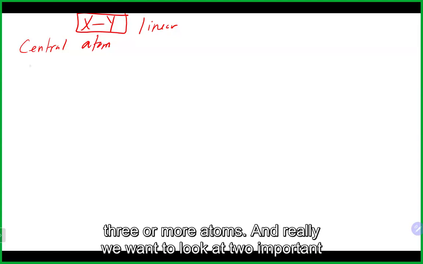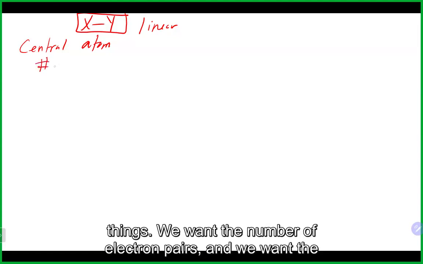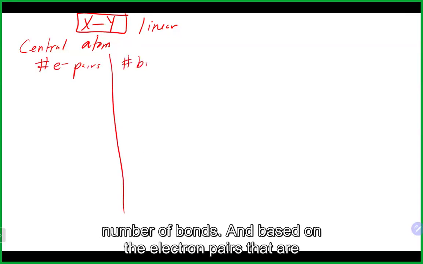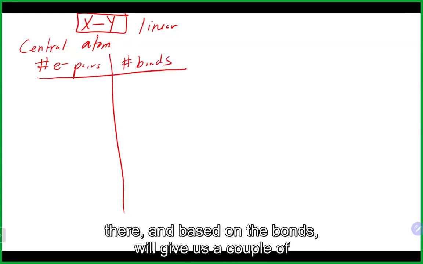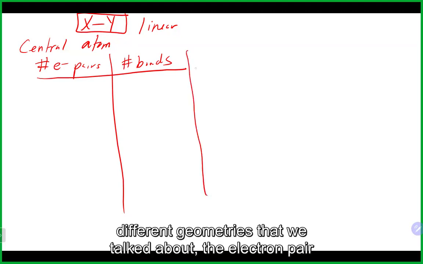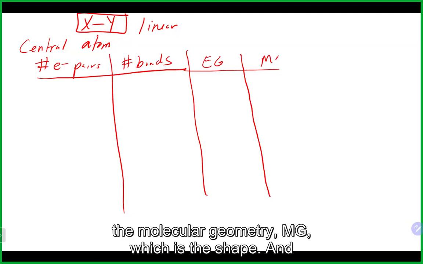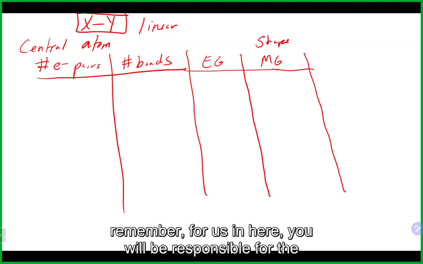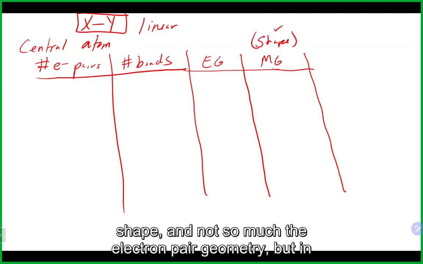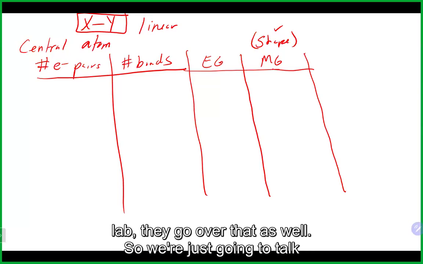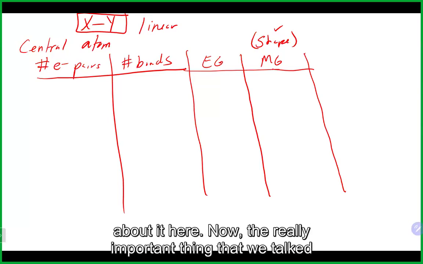And really, we want to look at 2 important things. We want the number of electron pairs, and we want the number of bonds. Based on the electron pairs and the bonds, we get a couple of different geometries that we talked about: the electron pair geometry, which again I'm abbreviating as EG, and the molecular geometry, MG, which is the shape. And remember, for us in here, you will be responsible for the shape and not so much the electron pair geometry, but in lab they go over that as well. So we're just going to talk about it here.